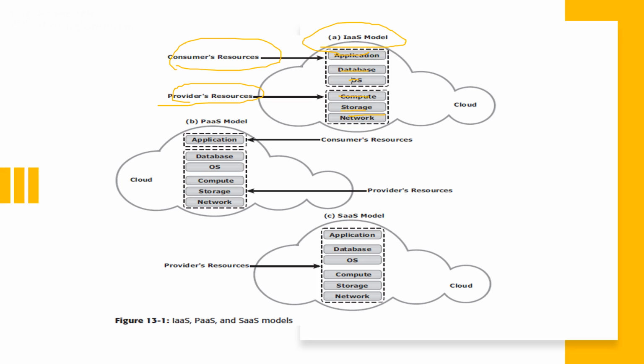Similarly we have the second cloud service model, PaaS, platform as a service. Here we have consumer resources as well as service provider resources. And similarly the last one is SaaS, software as a service, where the capability provided to the consumer is to use the provider's application running on the cloud infrastructure.